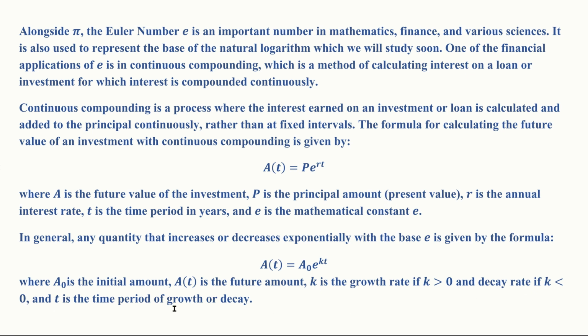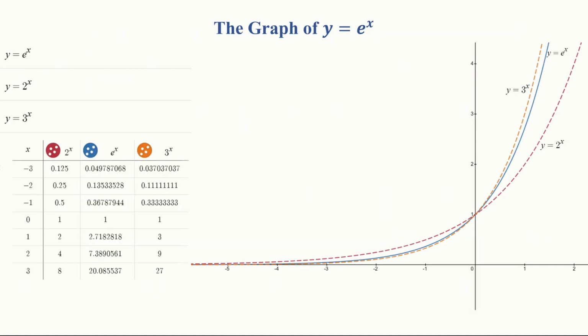And t is the time period of growth or decay. We'll be looking at both of those formulas in more detail in our examples. Next, to give you an idea of what the graph of y equals e to the x looks like, as you would expect, it looks very similar to 2 to the x and 3 to the x, which we've already seen. And again, as expected, it falls somewhere in between.